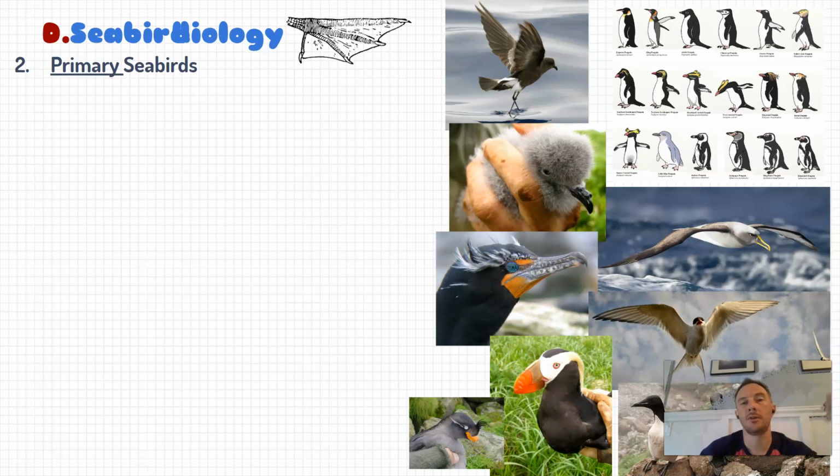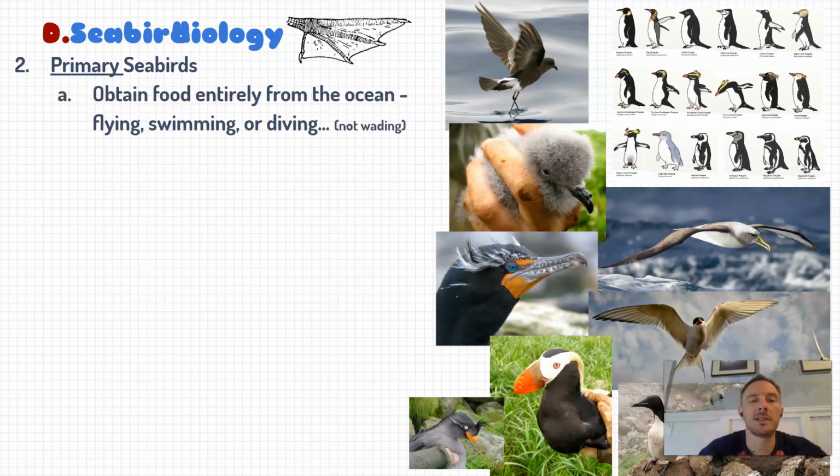Versus what you'll see later, secondary seabirds. These are birds that part of their life is in the ocean, but part of it is back on land or somewhere tied to land where they get their food or where they nest or whatever. So again, seabirds obtain all their food entirely from the ocean, and they get that food through a variety of ways. We'll be talking about this later: flying, swimming, or diving. Swimming along the surface, diving underwater, or just flying and grabbing stuff off the surface of the ocean. There's a number of ways to do that.